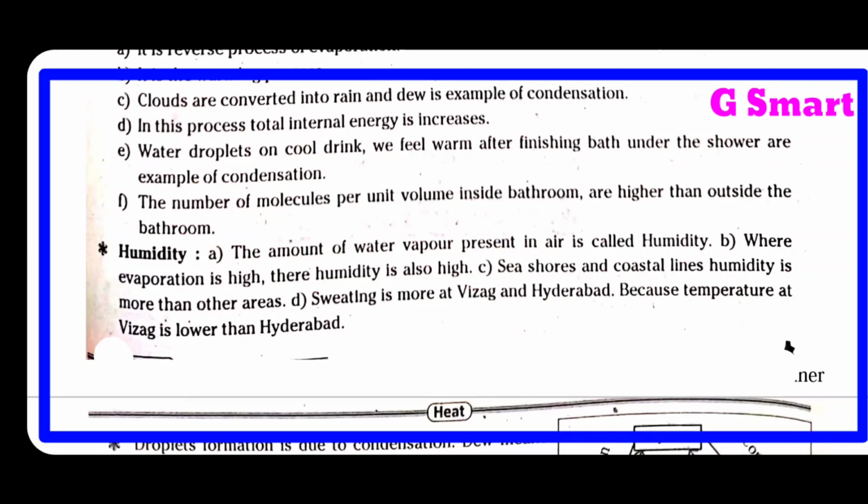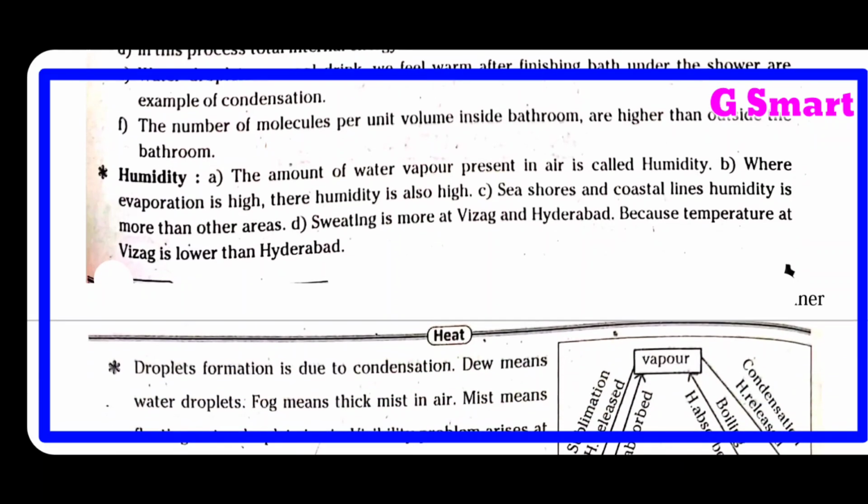The amount of water vapor present in air is called humidity. Where evaporation is high, the humidity is also high. Seashores and coastal areas have more humidity than other areas. Sweating is more at Vizag than Hyderabad, because the temperature at Vizag is lower than Hyderabad.